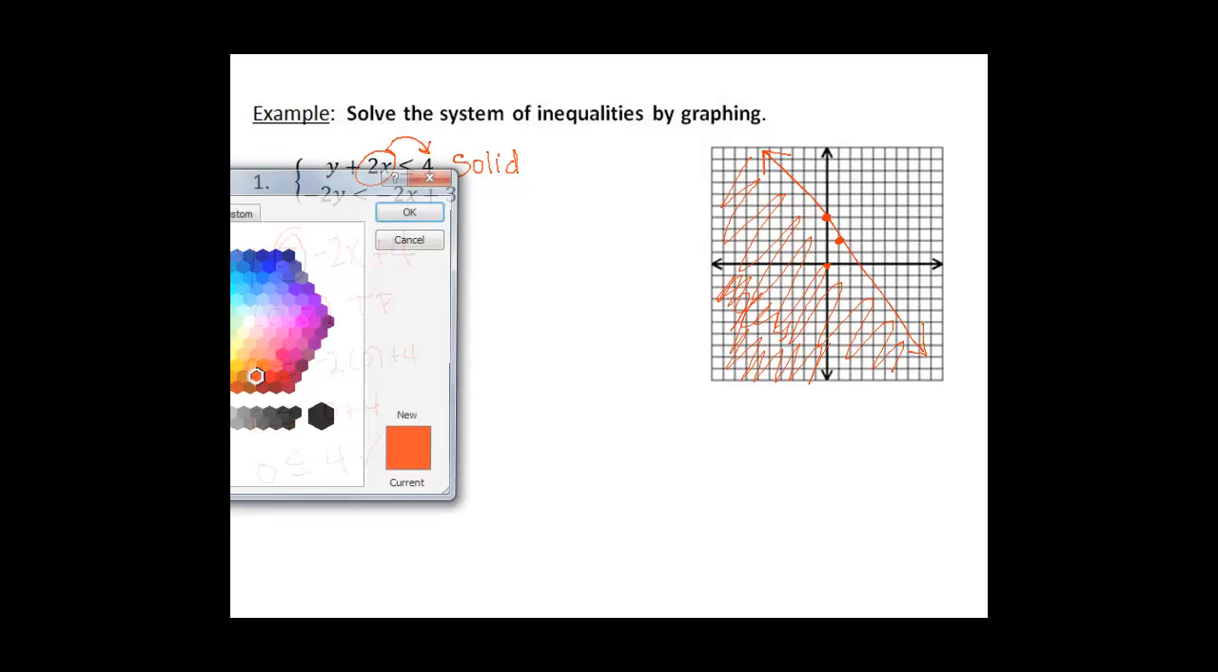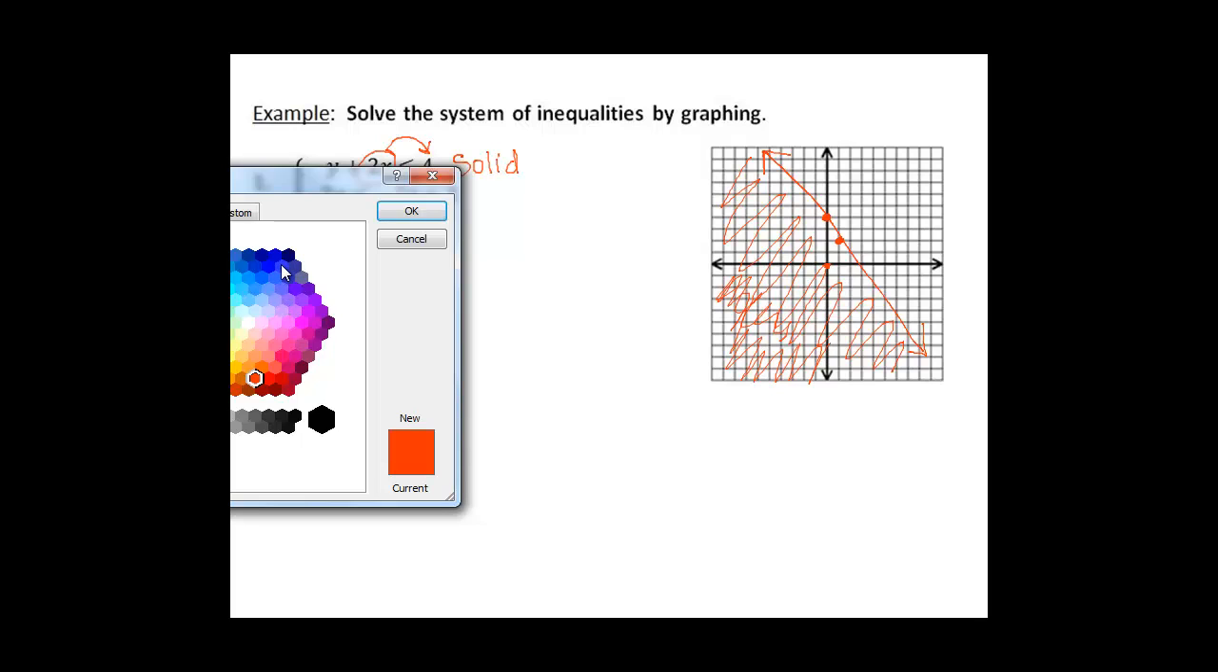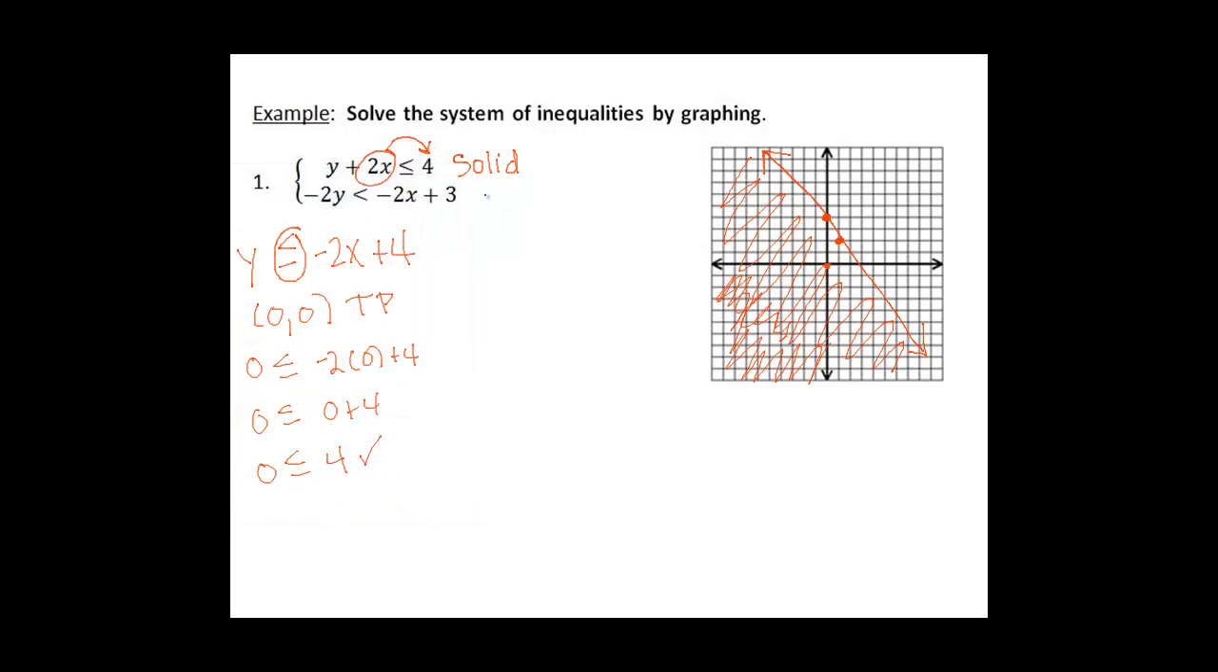Moving on to the second equation. Let me get some new colors here. Let me do a blue one. The second equation, this one's going to be a dotted line because it's a less than sign. So let's go ahead and get this y by itself. In order to do that, I'm going to have to divide everything by a negative 2. And when I divide by a negative, you have to flip that inequality. So I'm going to have y, but then I need to flip that and make it a greater than. Negative 2 divided by negative 2 is 1, so that's 1x. And then 3 divided by negative 2 is just minus 1.5.